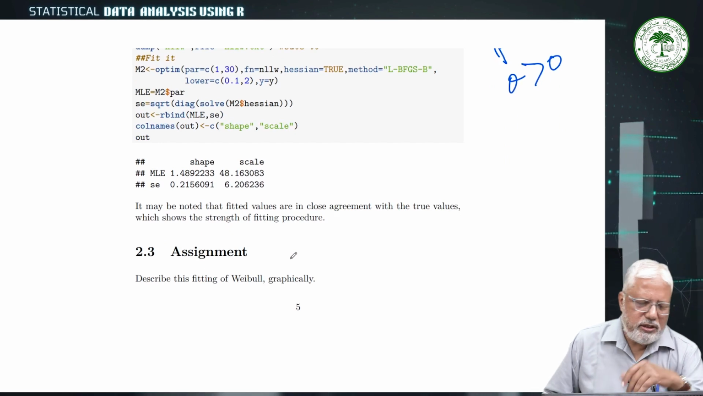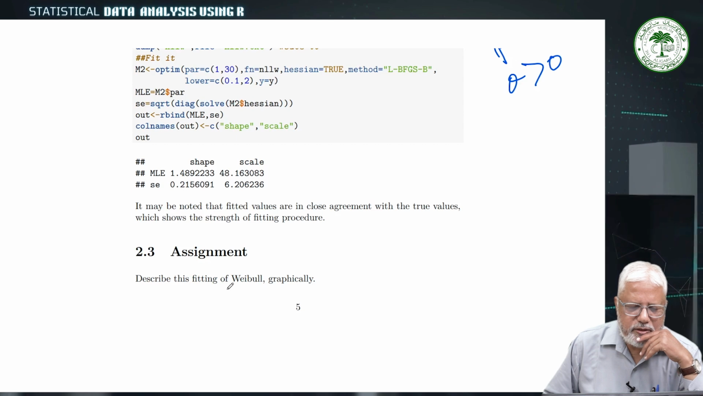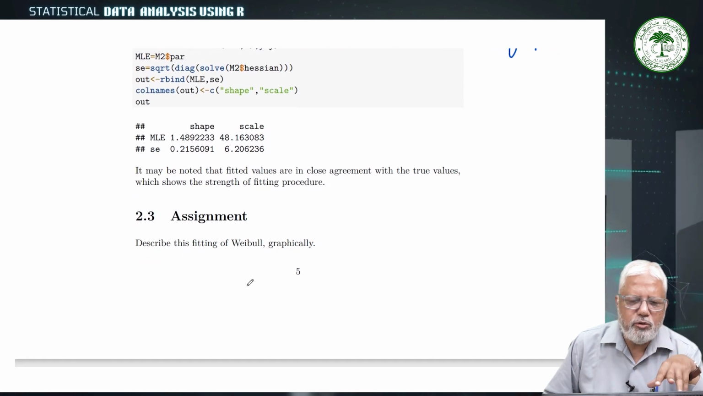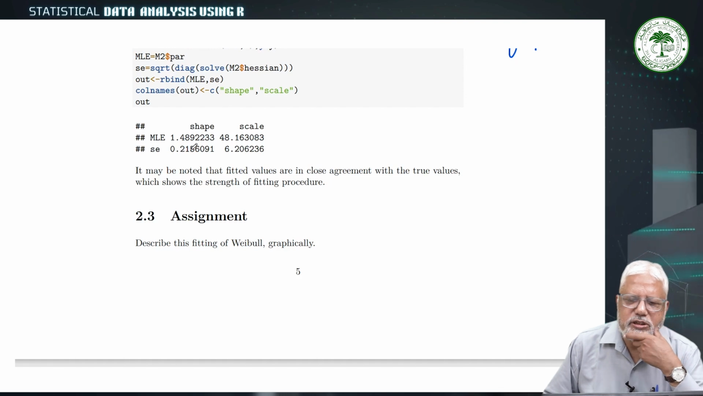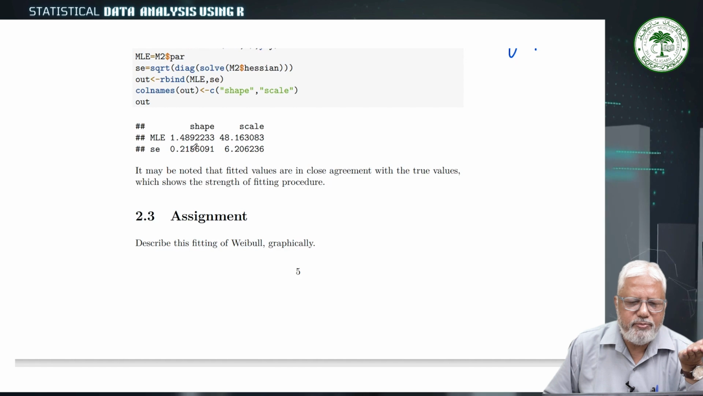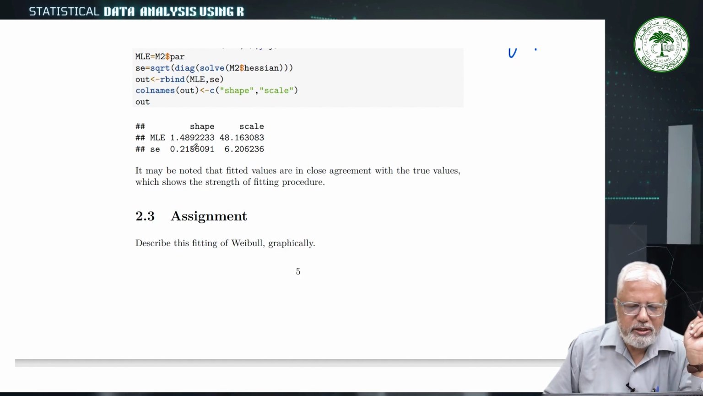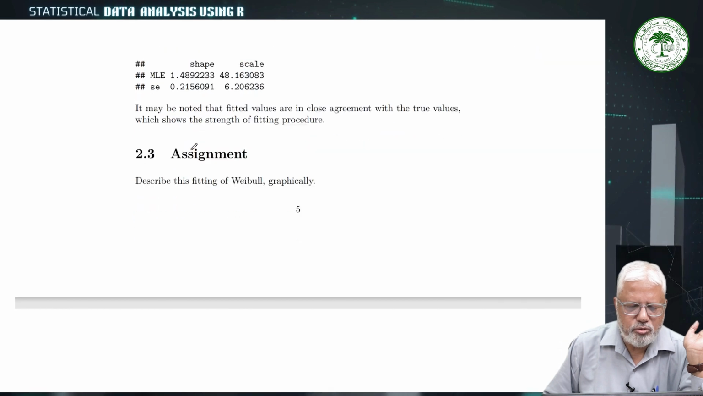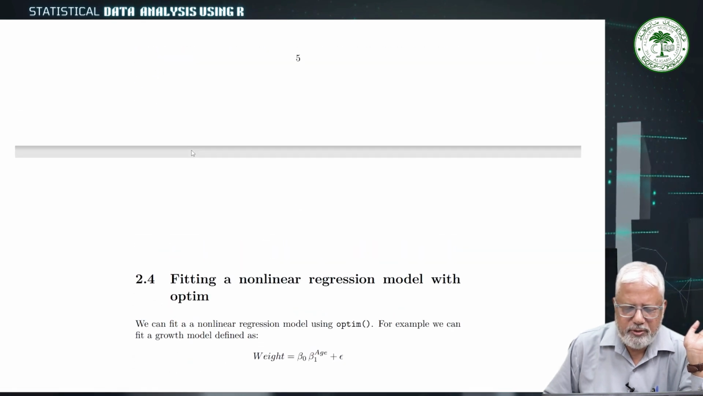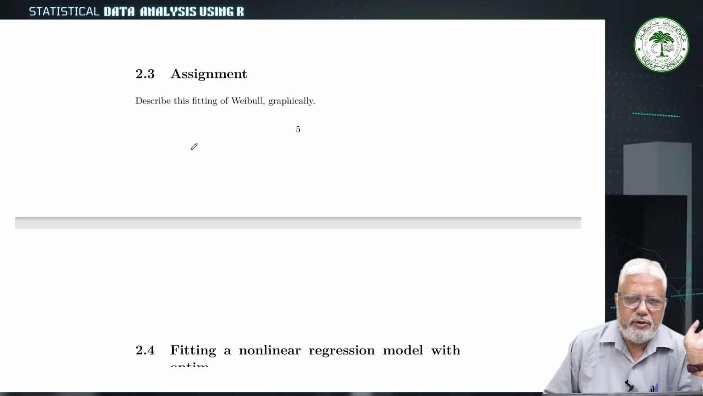Now in my next lecture, I shall describe this fitting of Weibull graphically. I will show you how you can graphically check these estimates. We have to plot a histogram of the simulated data and then try to fit on the simulated data. This is the assignment, and then I am going to talk about fitting of a nonlinear regression model with Optim. That will be my next lecture.